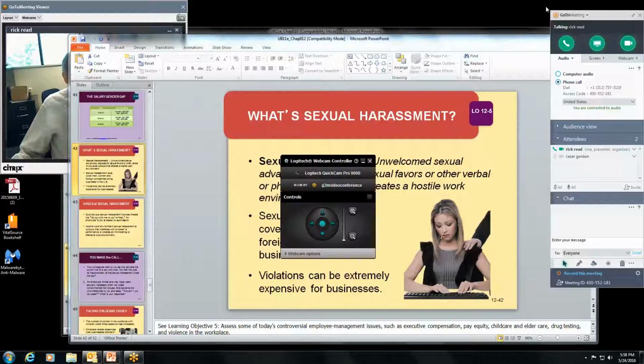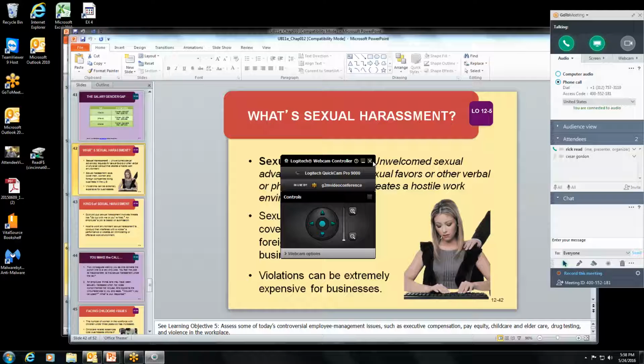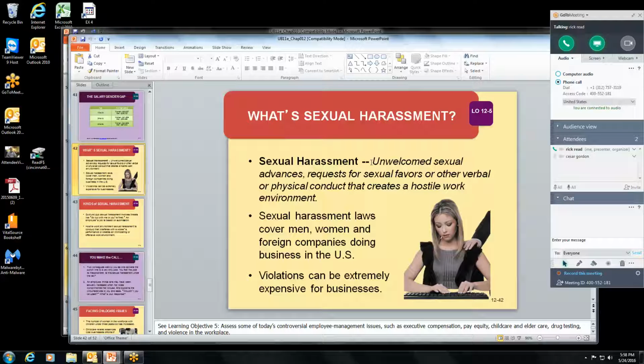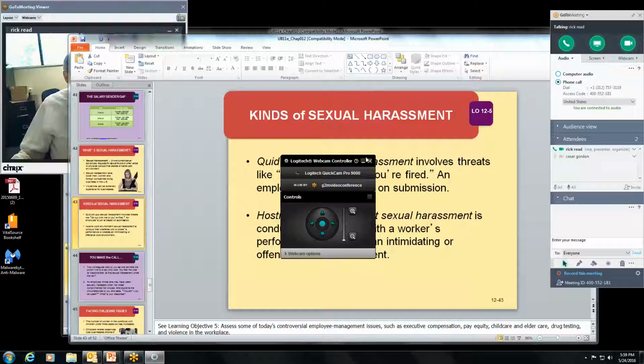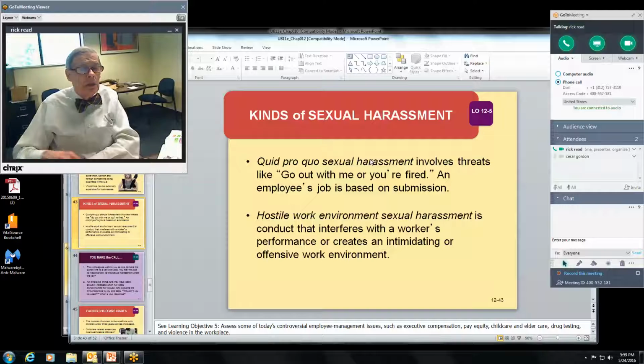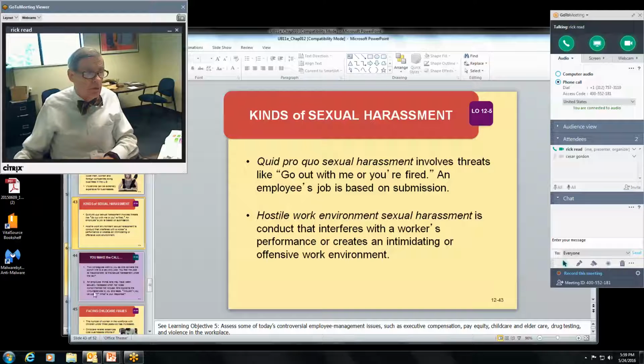Sexual harassment, unwelcome advances to an individual in the workplace. There are two types of it. One is quid pro quo, which simply means you do this for me, I'll do that for you. And then hostile work environment, a little bit different, where the conduct of others creates an atmosphere where a normal person really can't do a good job because he or she is being harassed.